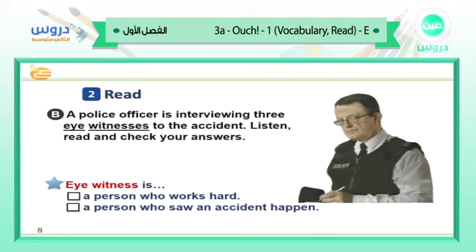A police officer, this is a police officer, everybody, is interviewing 3 eyewitnesses to the accident. Listen, read, and check your answers. Okay, what is an eyewitness, do you think, guys? Is he a person who works hard, or a person who saw an accident happen? Eyewitness. Of course, he is the person who saw an accident happen. This is an eyewitness. So, the police officer is interviewing 3 eyewitnesses to the accident.